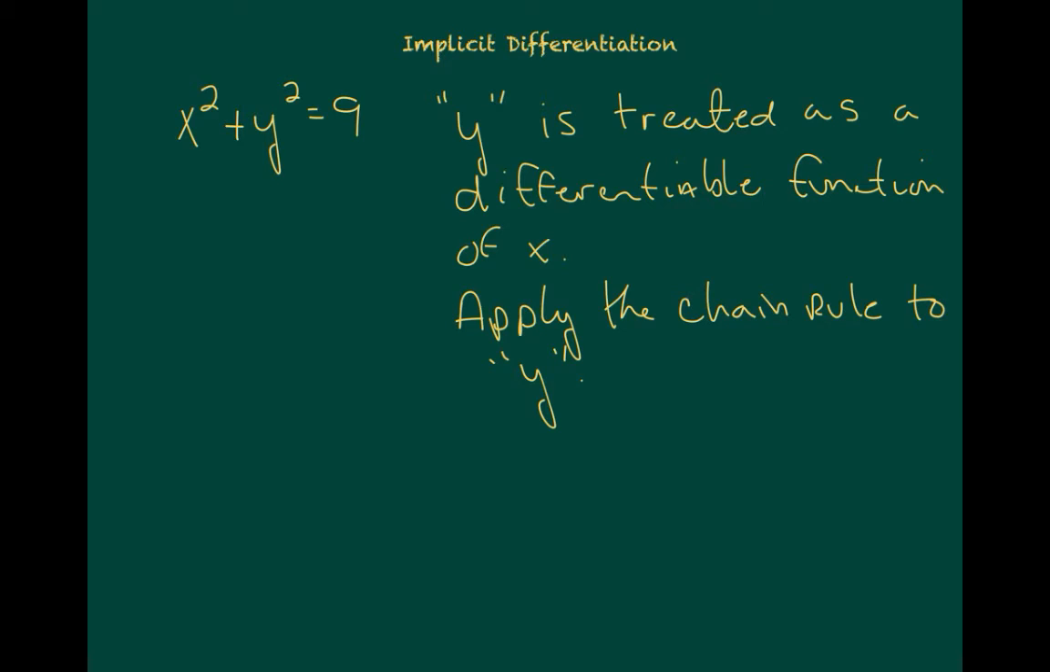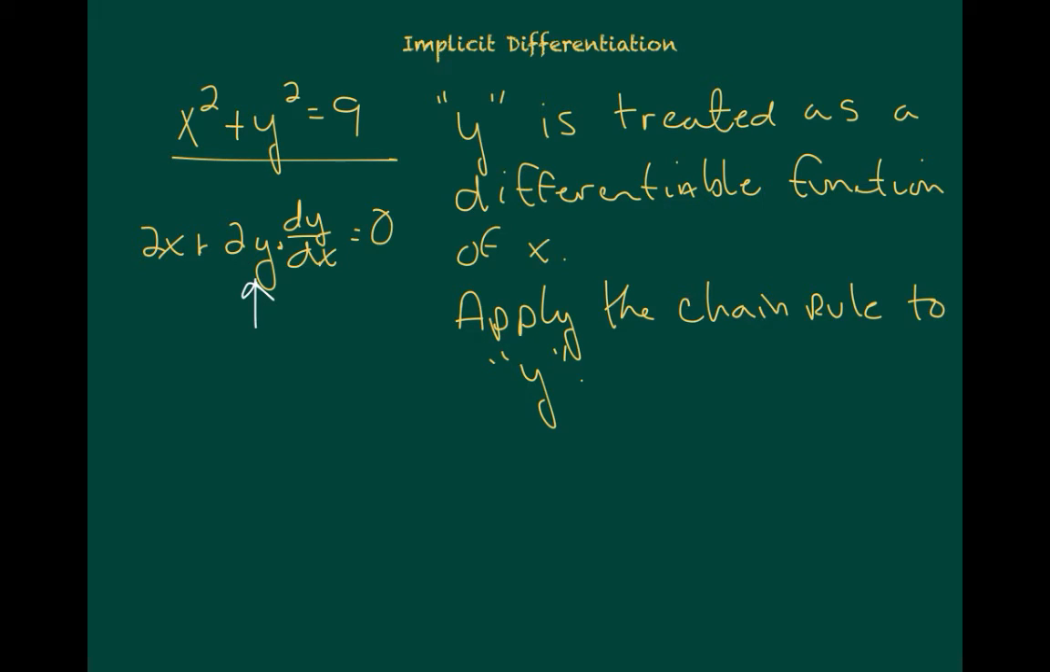So here's the example. If we're going to take the derivative of both sides of x squared plus y squared equals 9, we would get 2x plus 2y. Now, since y is a function of x, we have to apply the chain rule to it. So I'm going to multiply by the derivative of y, and here I'm going to call that dy/dx. So that equals the derivative of 9, which of course is 0.